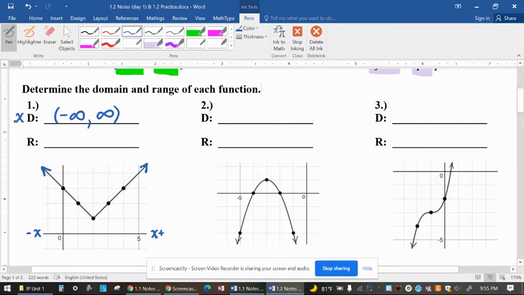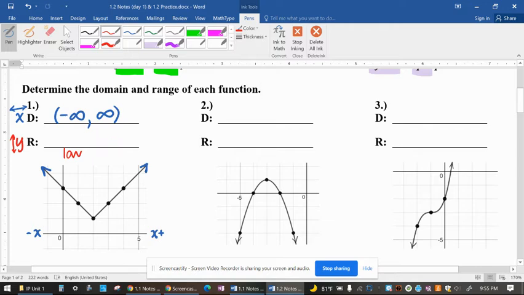Feel free to write yourself a little note, right? X is asking you how far left and how far right. Range, however, is asking you for the Y value. So that one's asking you how low and how high it goes. Remember, you want to write your values in increasing order, so you want to start from the lowest first.